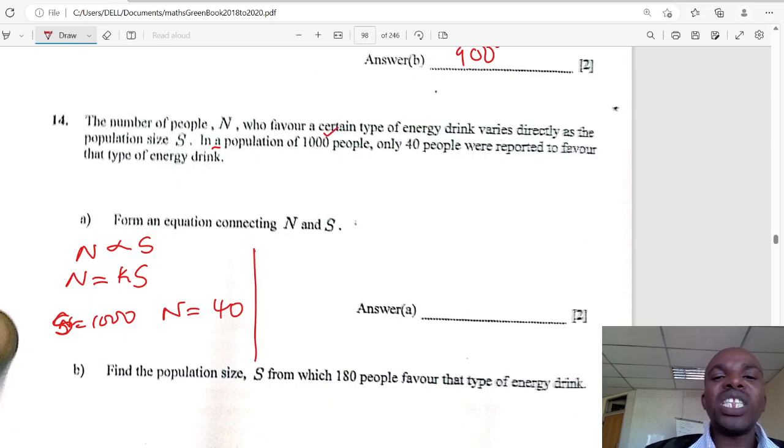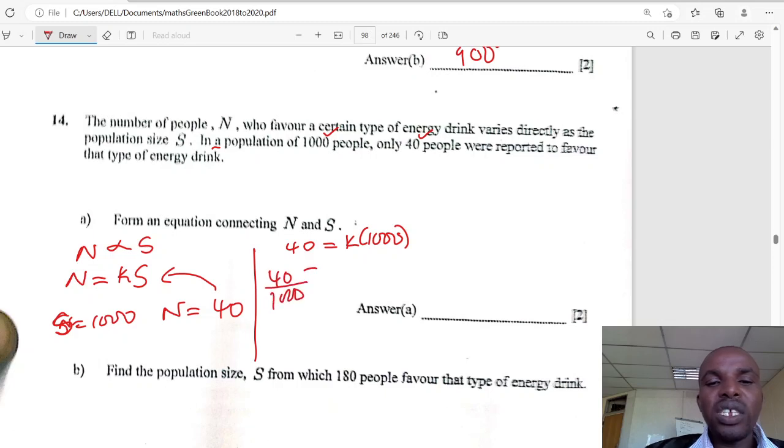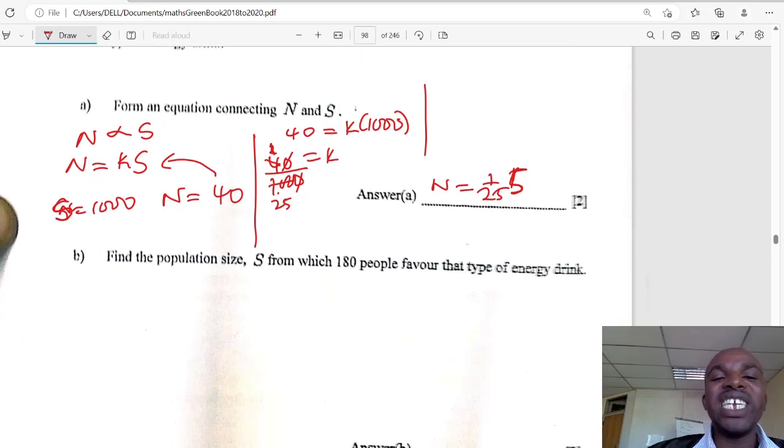Right? So these values, 1,000 and 40, will always be given. They are the values that will help us to find the value of the constant. In this case, my constant is K. So you substitute, you put them in this equation. So it will be N is 40, your K is K, then S is 1,000. You divide by 1,000, it will be 40 over 1,000 is equal to K. Then you cancel this 0, 0. By 4 actually, 4 into 4, 1. 4 into 100 is 25. So it's 1 over 25. So your equation is N is equal to 1 over 25 S. This one is the equation connecting N and S.